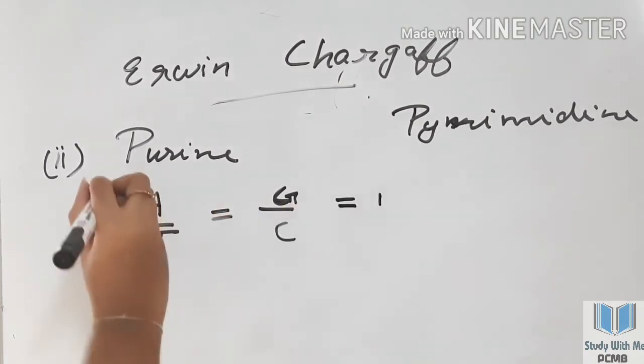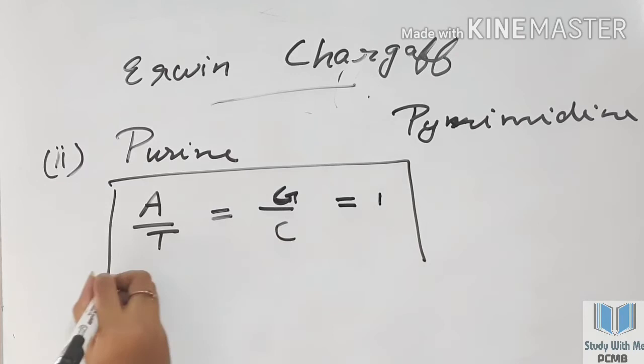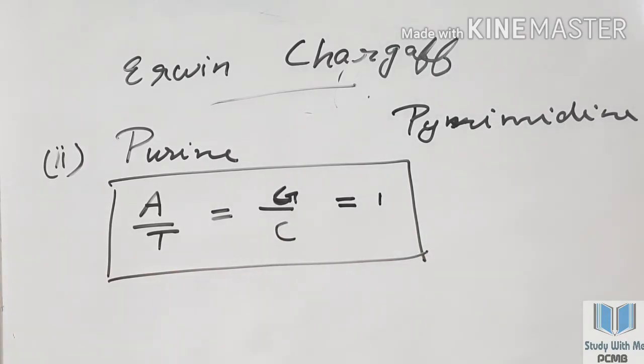This is what I taught. I'll repeat the statement once more. The ratio between adenine and thymine, and guanine and cytosine, are constant and equal to 1. Related to this concept, there may be questions. So, let's see one question similar to this topic.